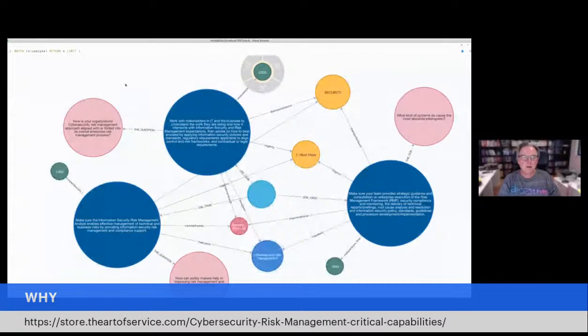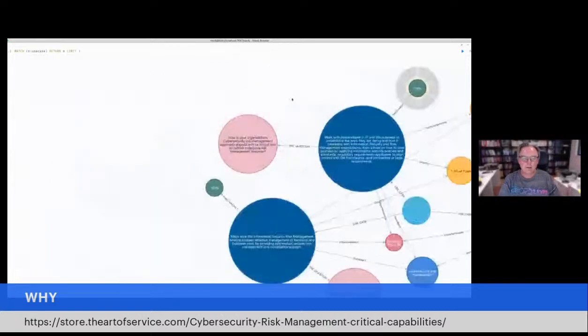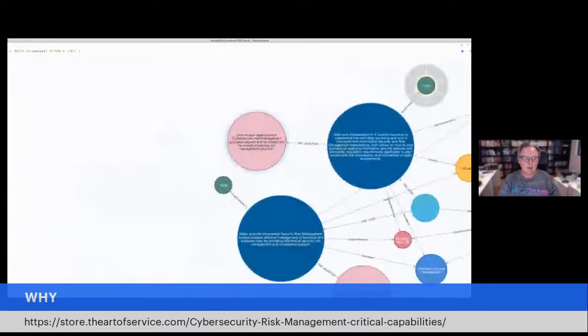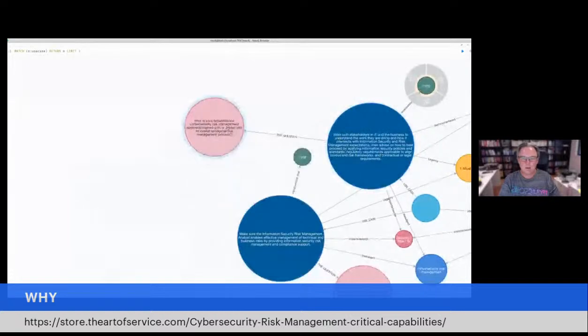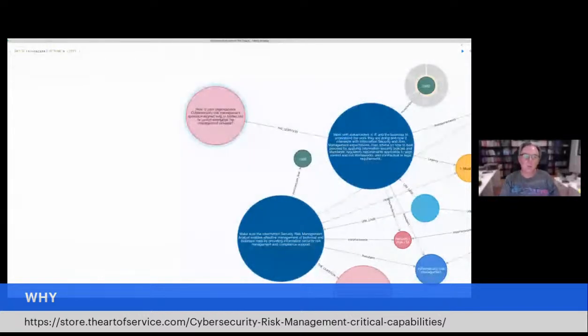I can go a bit deeper in this, and I can say, like, okay, contractual legal requirements. Yeah, how is your organization's cybersecurity risk management approach aligned with or folded into its overall risk management process? If I want to go deeper into the why, I get some people involved. And let me zoom out. These are the people I'd get involved.